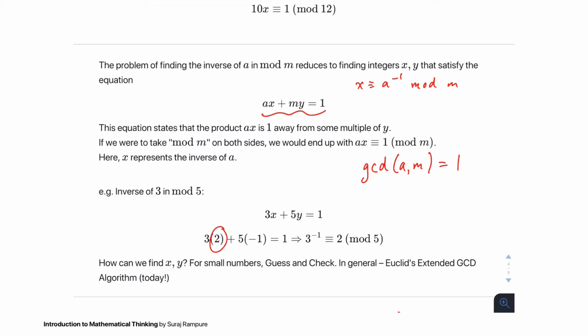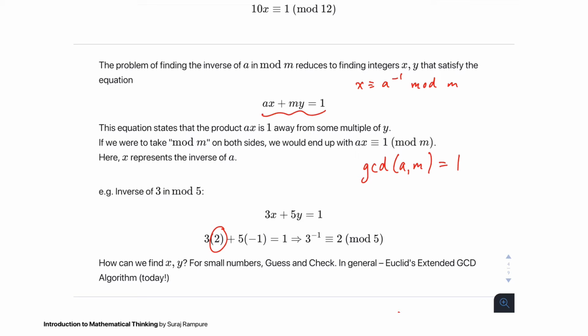Because we're finding solutions to ax plus my is equal to 1. Y just tells you which factor of m it's 1 away from. Is that clear? So in the problem of finding the inverse of a modulo m, y itself doesn't really factor into the solution. But you need to find solutions for both x and y for this.